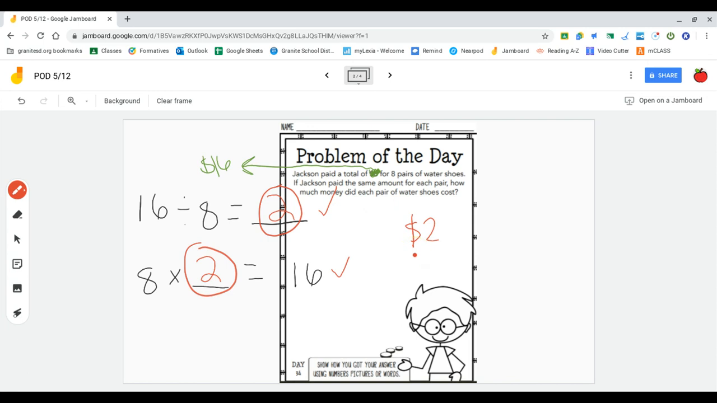However, your numbers are a little bit different. Jackson actually paid a total of $8.